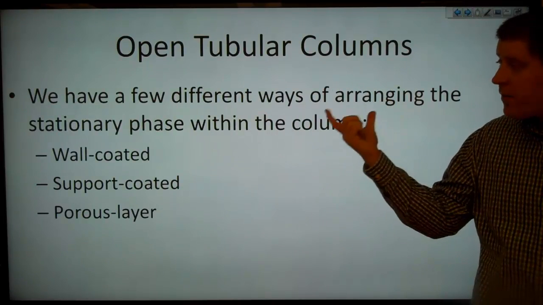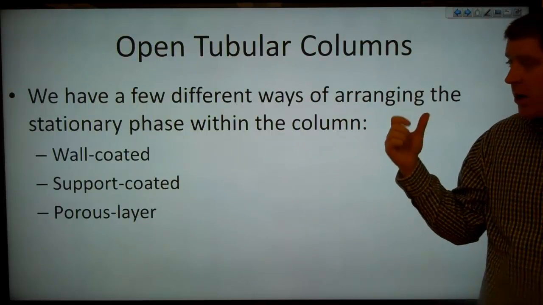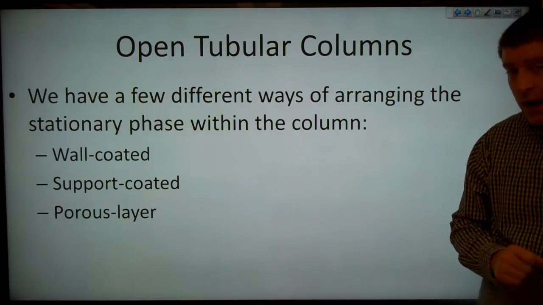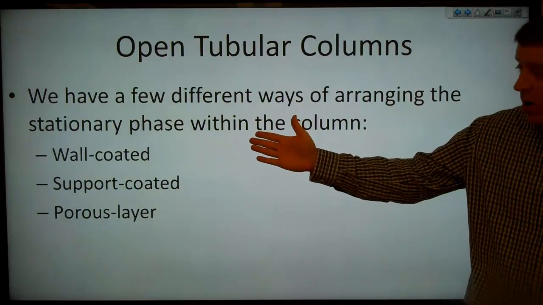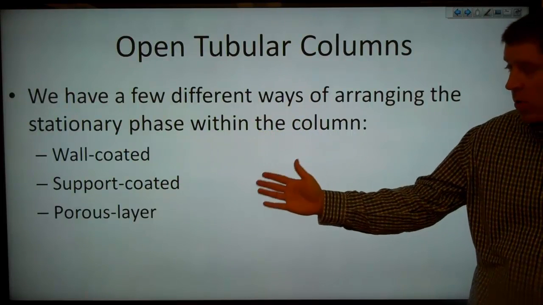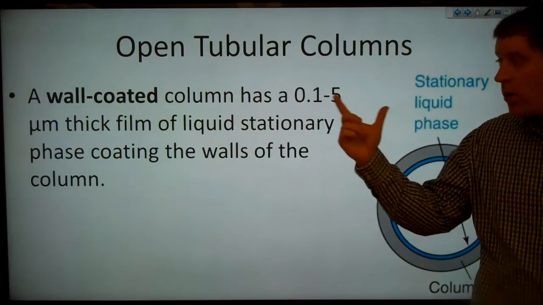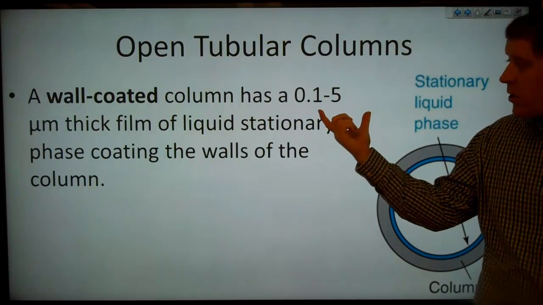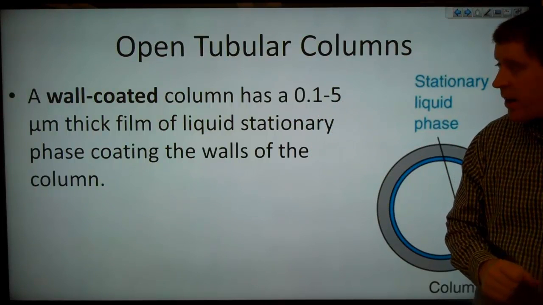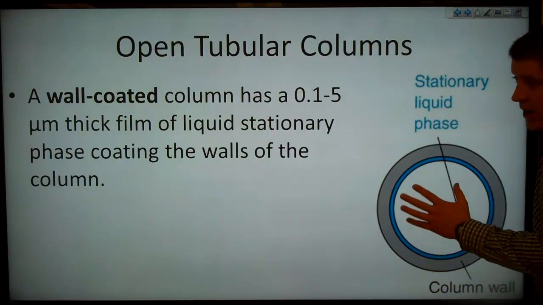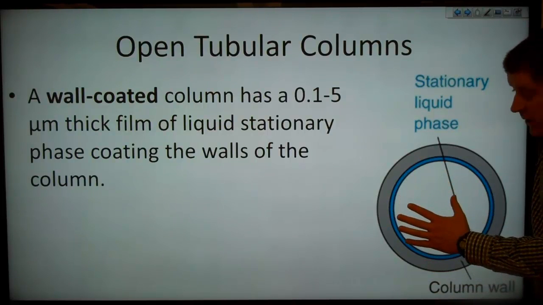So we have a few different ways of arranging our stationary phase within the column. And they are the wall-coated, support-coated, or porous layer. A wall-coated column has a 0.1 to 5 micron thick film of liquid stationary phase coating the walls of the column.